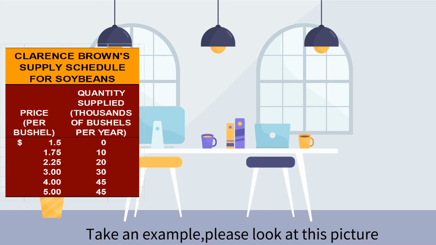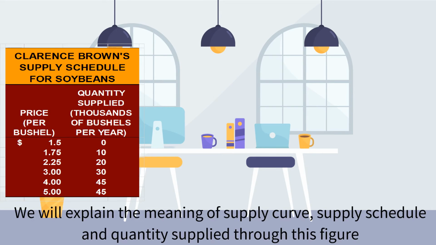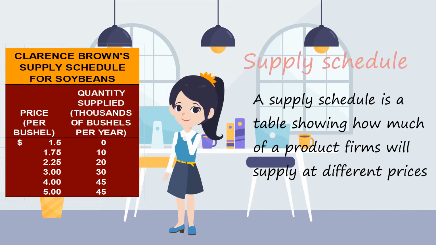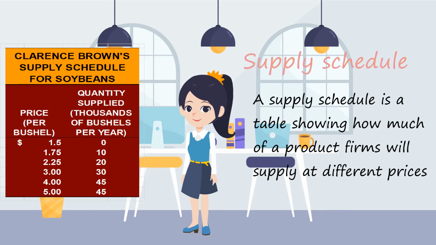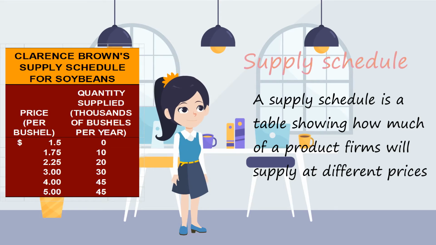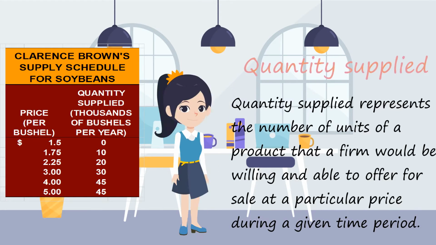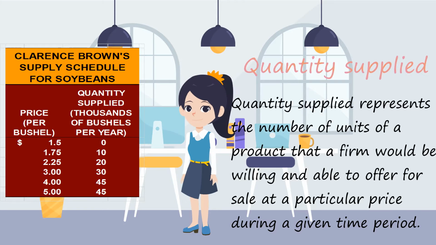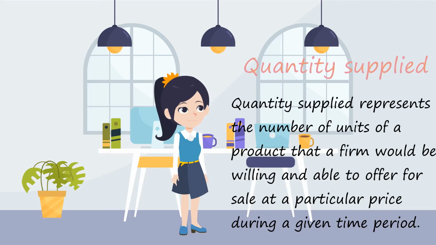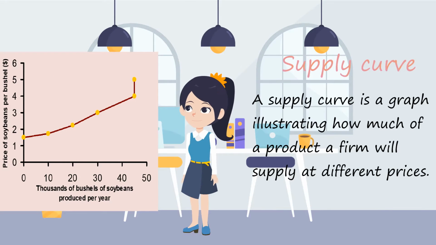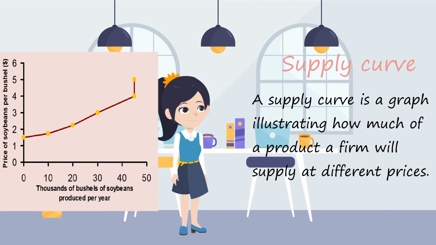Take an example. Please look at this picture. We will explain the meaning of supply curve, supply schedule and quantity supplied through this figure. A supply schedule is a table showing how much of a product firms will supply at different prices. Quantity supplied represents the number of units of a product that a firm would be willing and able to offer for sale at a particular price during a given time period. A supply curve is a graph illustrating how much of a product a firm will supply at different prices.